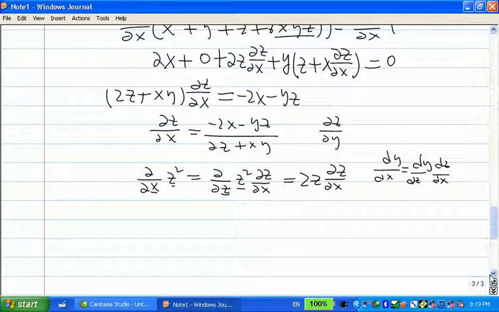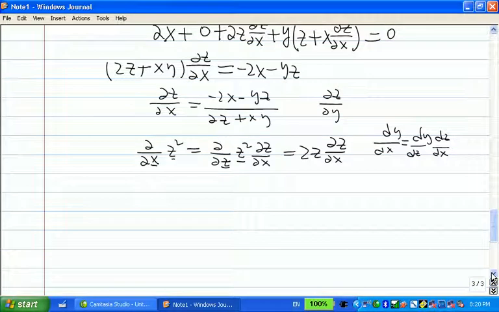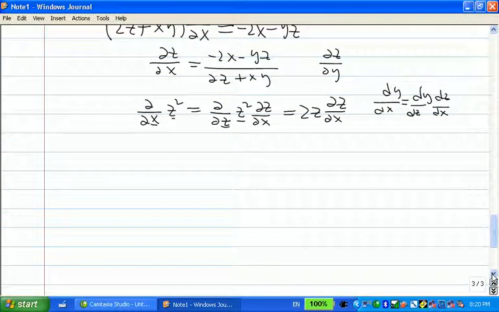Alright, so this example tells you if your function has been given as an implicit function, how do you find its derivative? Okay. So one more thing we need to learn here is a higher derivative.